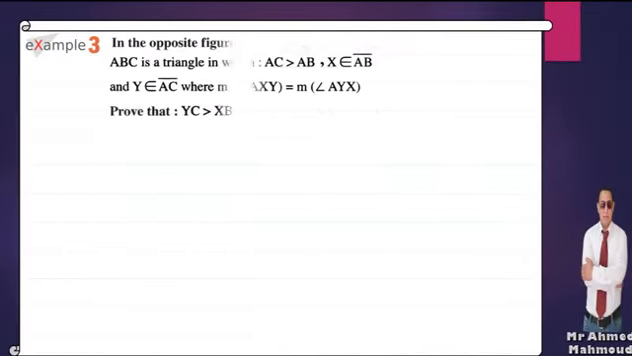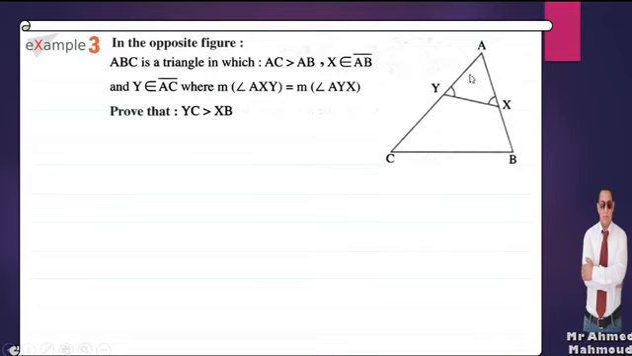Example 3. In this example, we have here angle X equal to angle Y. Okay. AC greater than AB. Again, AC greater than AB. Okay. Don't forget this one. This is a given. AC greater than AB. Y belongs to AC and X belongs to AB. Measure of angle X equal to angle Y as we see. Prove that YC greater than XB.